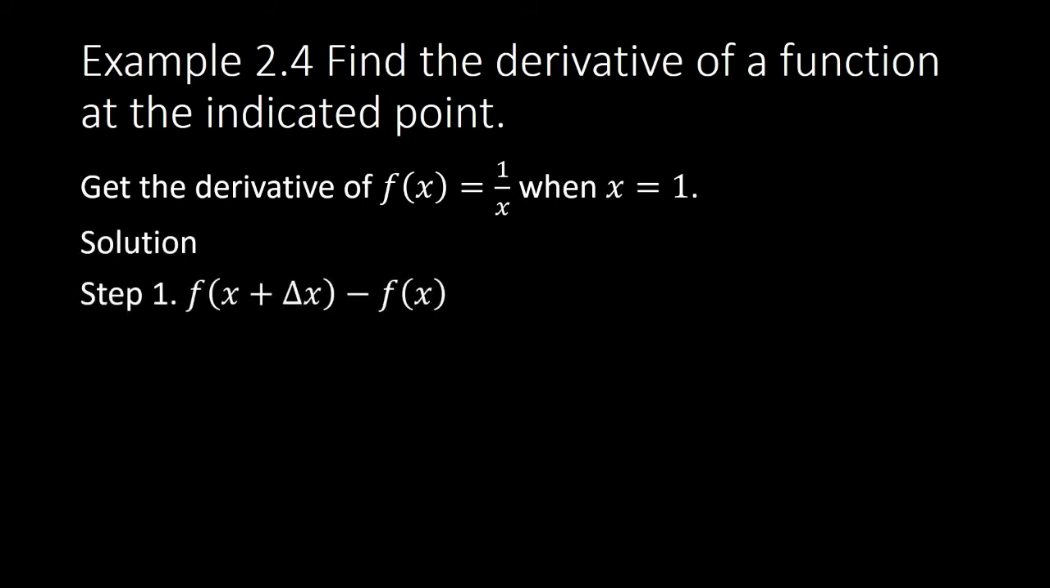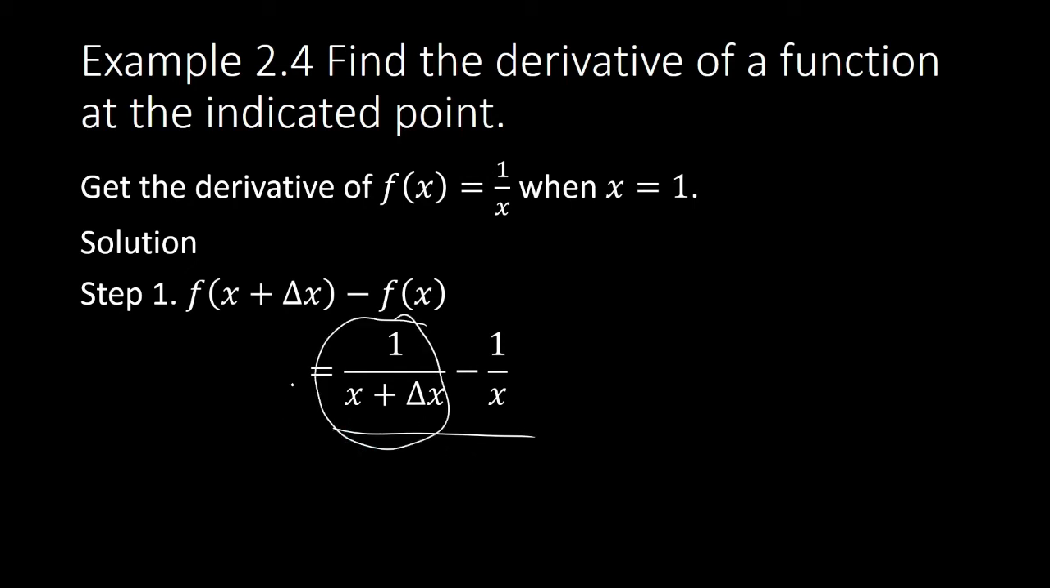Let us evaluate f of x plus delta x minus f of x. So that is just this. Many students who are new to getting the derivative using the 3-step rule or using the limit are quite confused and lost. Where did that come from? Well, it came from this. Our function is 1 over x. F of x is 1 over x. So f of x plus delta x is 1 over x plus delta x, and then minus f of x.